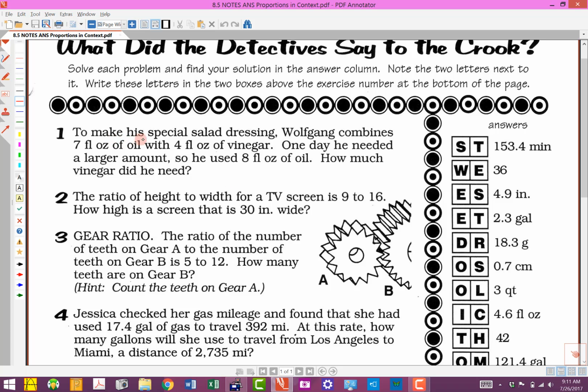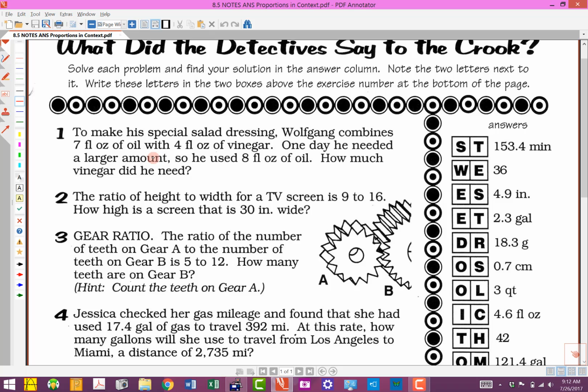So it says to make his special salad dressing, Wolfgang combined 7 fluid ounces, FL stands for fluid ounces, of oil with 4 fluid ounces of vinegar. So he's got oil and vinegar that he puts in this dressing. One day he needed a larger amount, so he used 8 fluid ounces of oil. So he increased it just a little bit. It says, how much vinegar did he need?